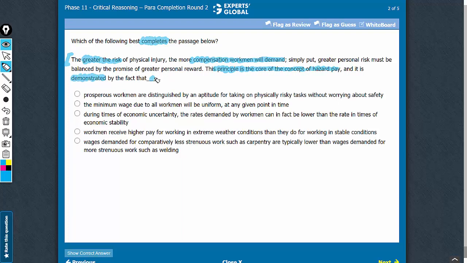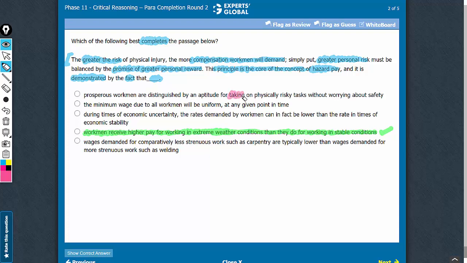So, what are we expecting here? We are expecting a fact that explains this principle of hazard pay, that greater personal risk must be balanced by the promise of greater personal reward. And answer choice D gives a valid example of that: workmen receive higher pay for working in extreme weather conditions compared to working in stable conditions. D is going to be the correct answer choice.